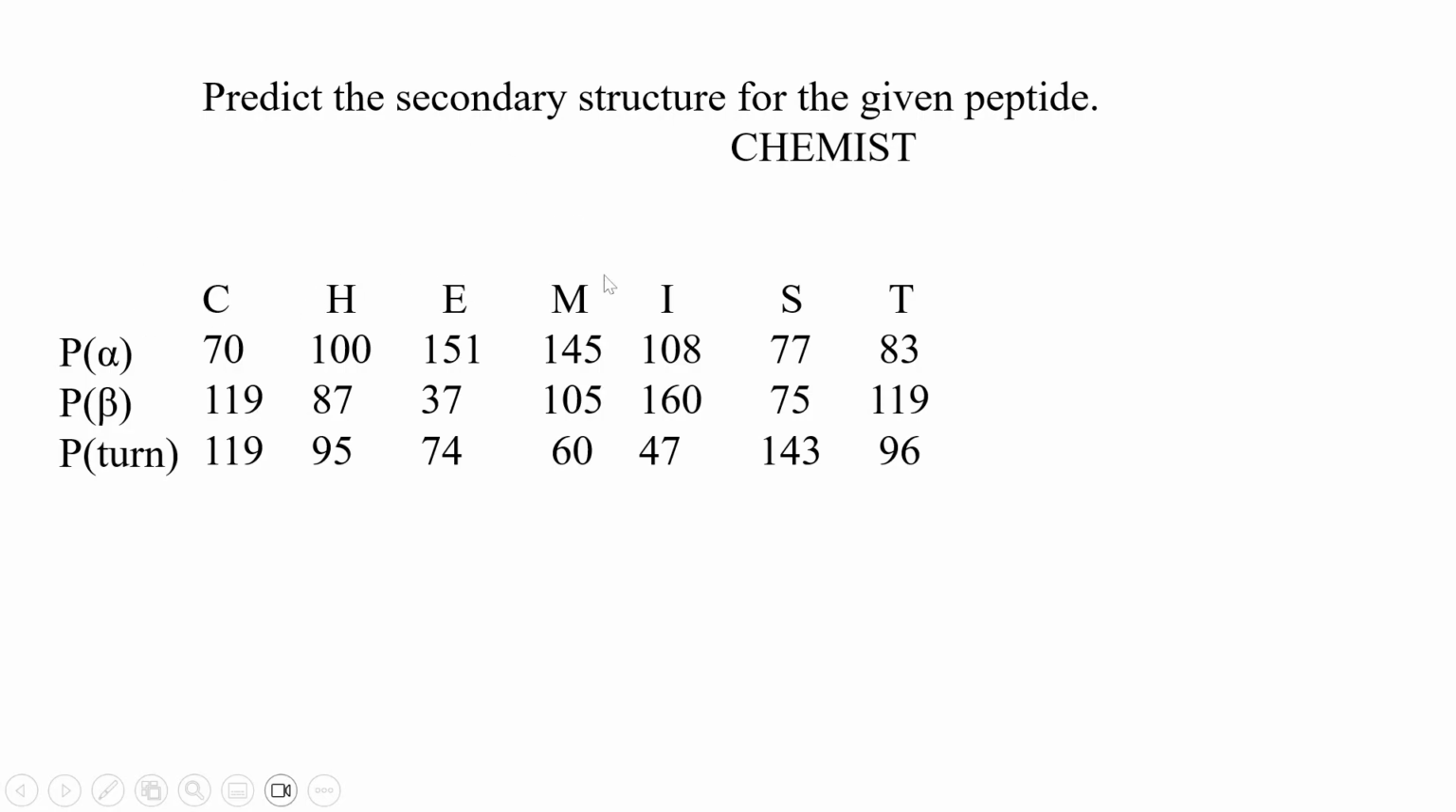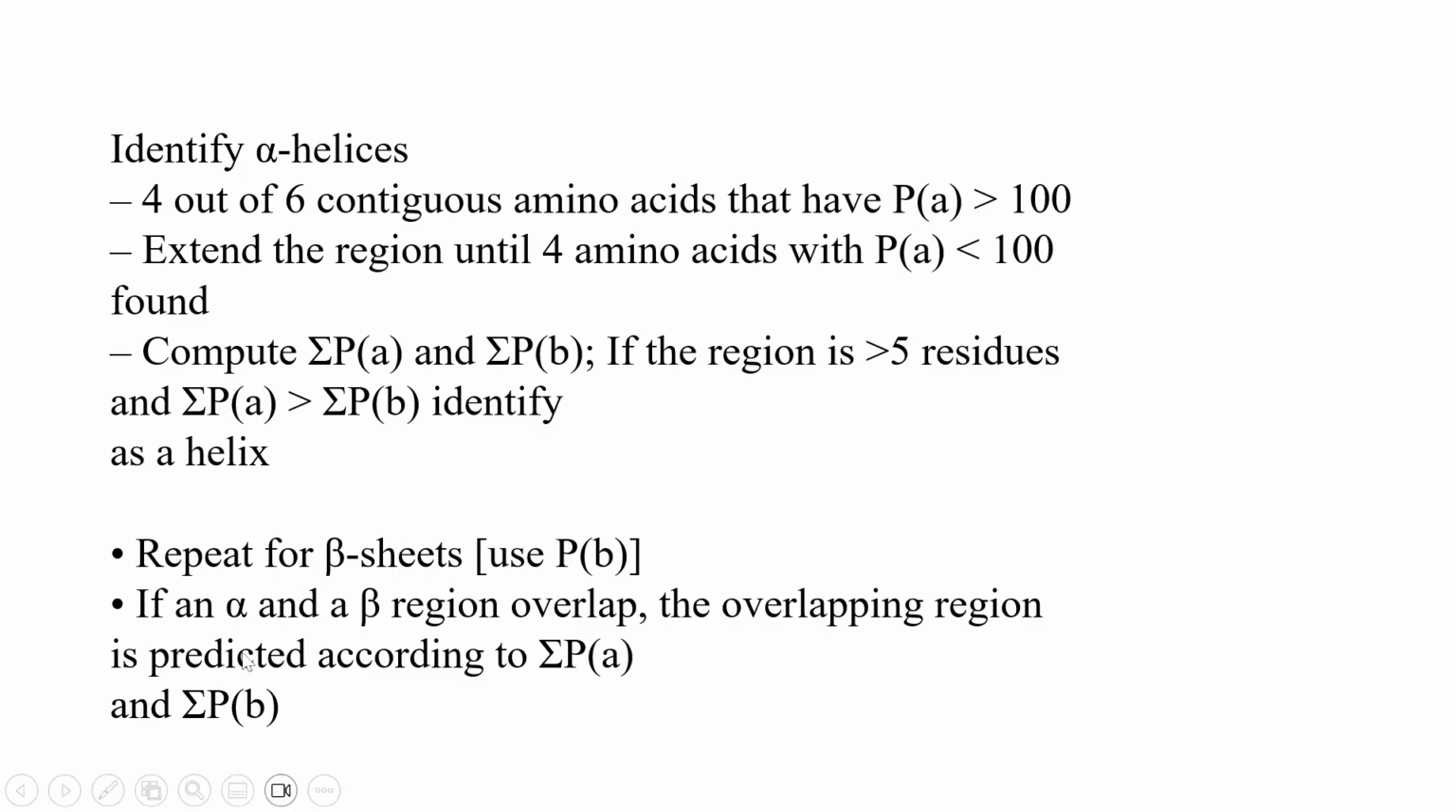That means this particular stretch of peptide might form an alpha helix. Now let's see for beta sheet also. 1, 2, 3, 4, 5. So out of 5, 3 are more than 100. So in this case, there's an overlap. What does the rule say about the overlap? If an alpha and a beta region overlap, the overlapping region is predicted according to the summation of PA and PB.